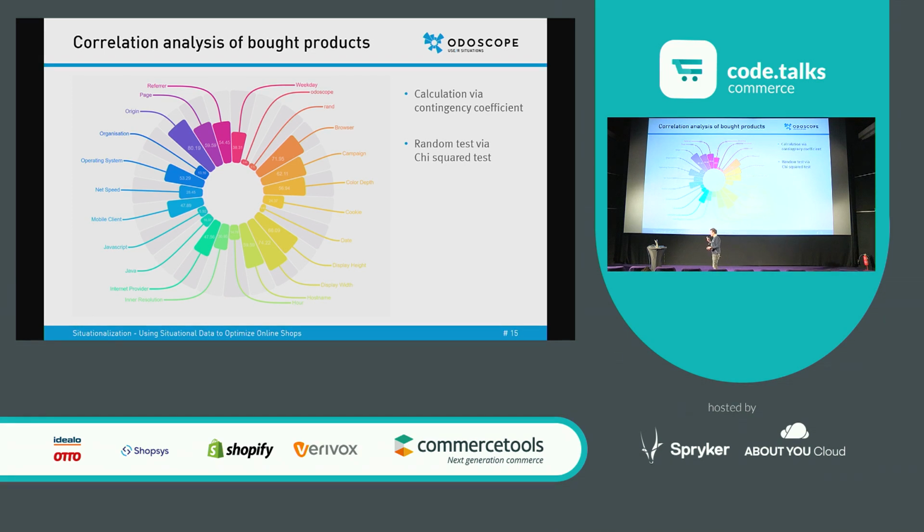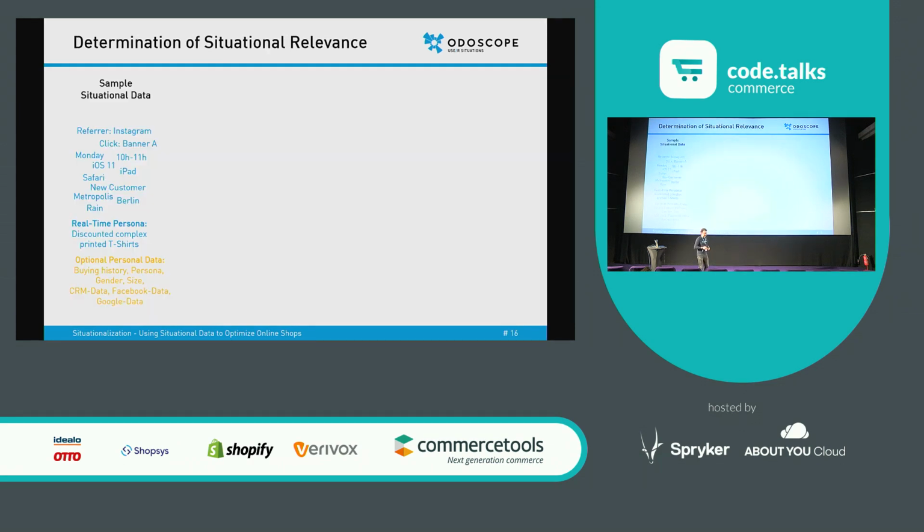So now you could use this and calculate not only on a single dimension, but on a combination of all of these dimensions. And this is done as follows. There is a user coming in with this situational data. He's coming from Instagram, clicking on a special banner or picture, on a Monday between 10 and 11, with an iPad. He's located in Berlin, where it's currently rainy. And the real-time persona tells us he's looking for discounted, complex printed T-shirts.